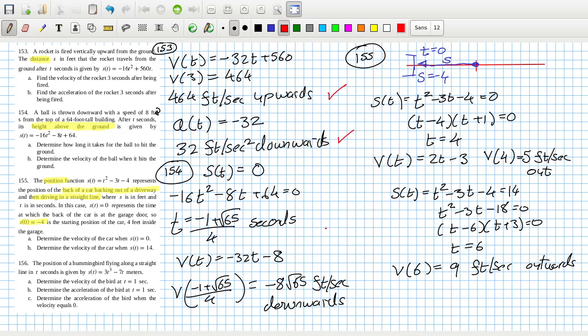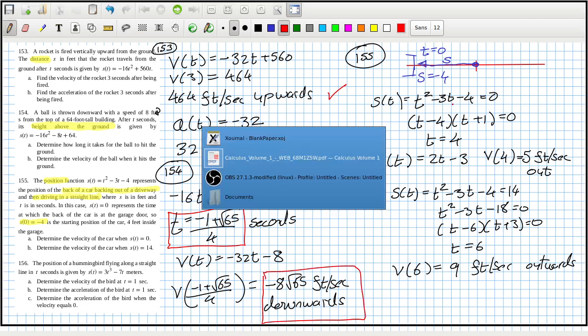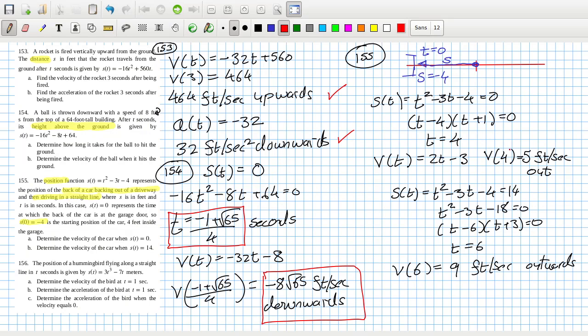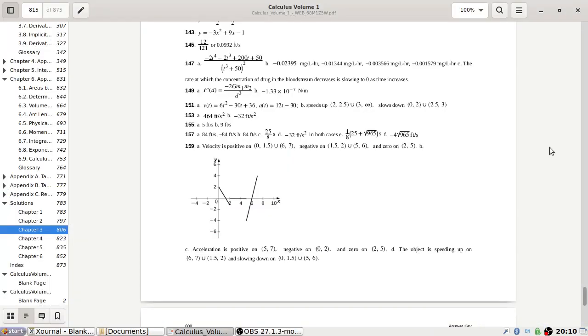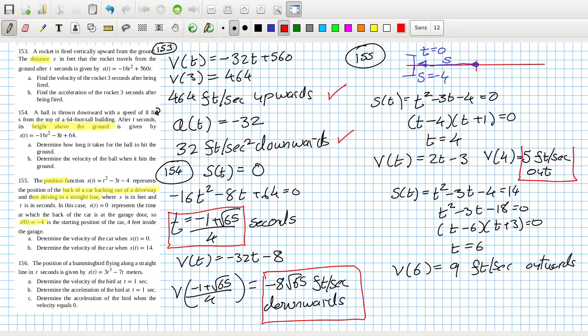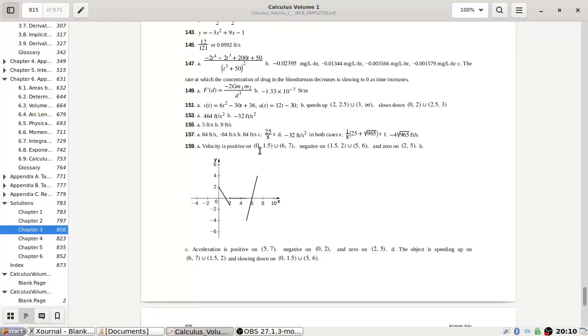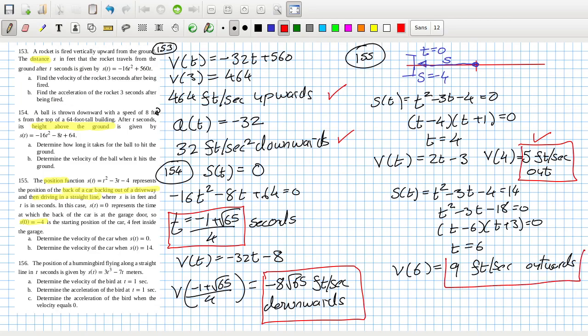And then 154. I don't have the answer here, but that's the time answer, and then that's the velocity answer, and that is feet per second. But 155, I can check 5 and 9. 5 feet per second, and it should have included some reference to direction, but I guess the sign is the direction, so that's okay. And 9. Okay, that's great.